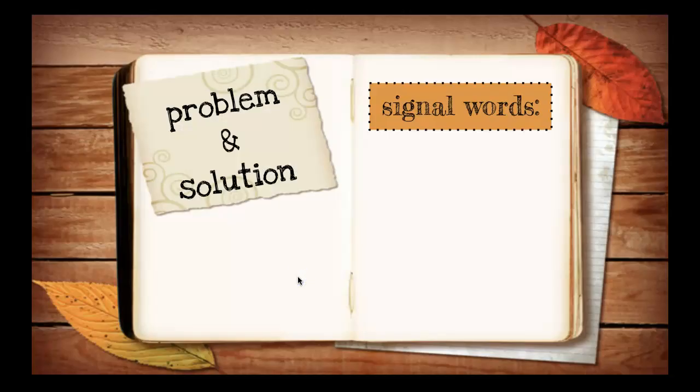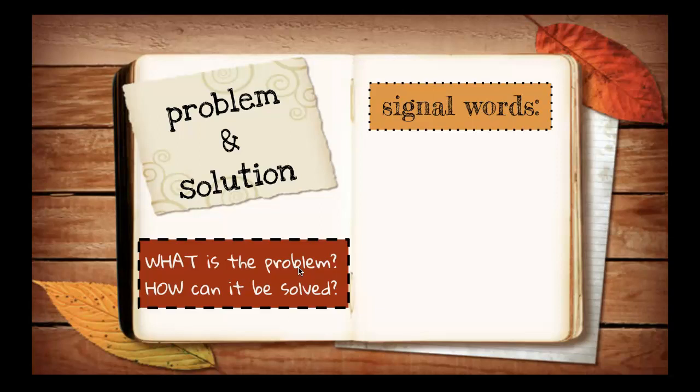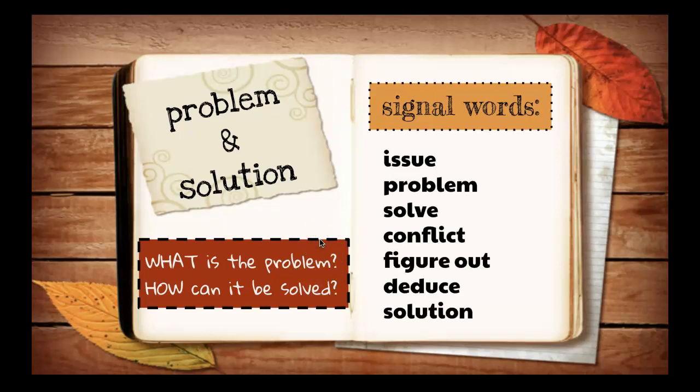The next text structure is called problem and solution. Just like its name, no big secret there. The author is giving you a problem that's happening in the world. And there might be one solution that they propose. There might be multiple solutions. And those are things that you want to take note of as you're reading.